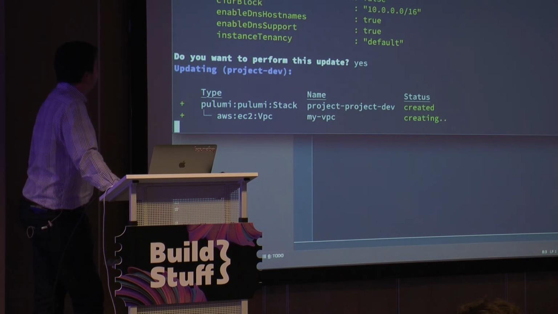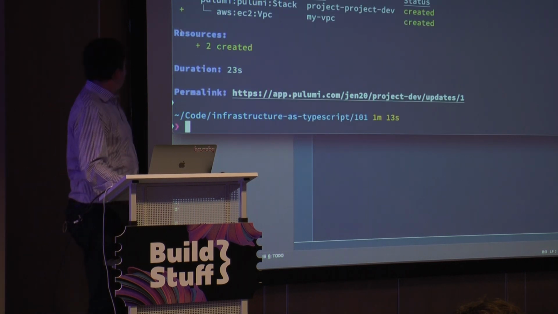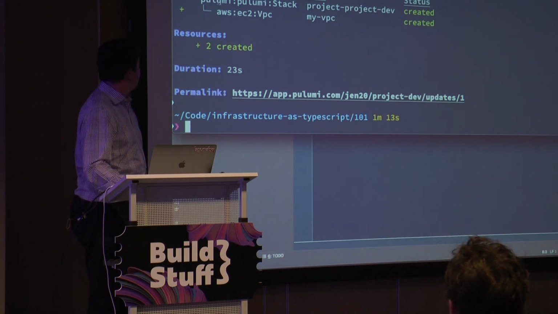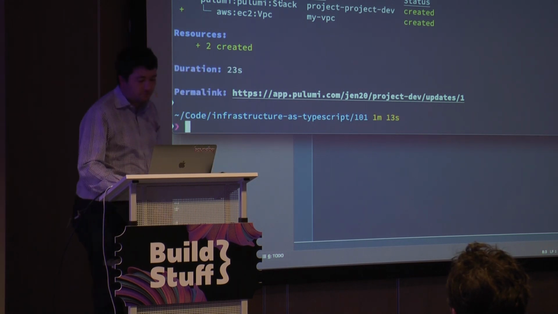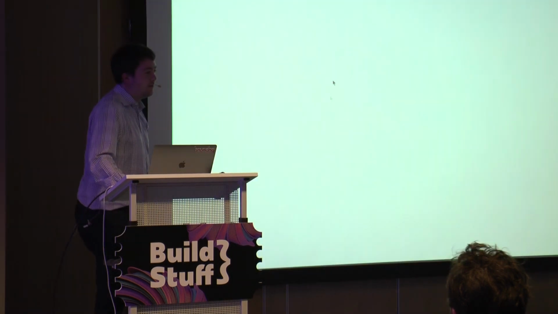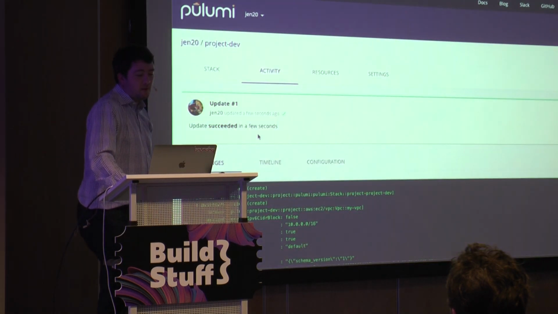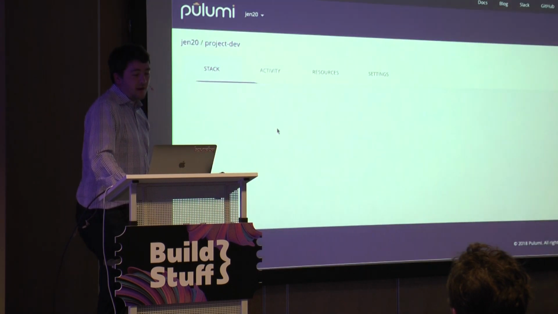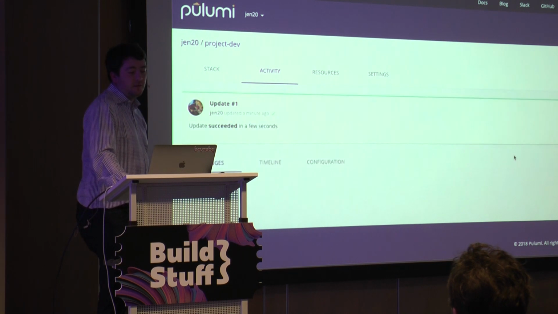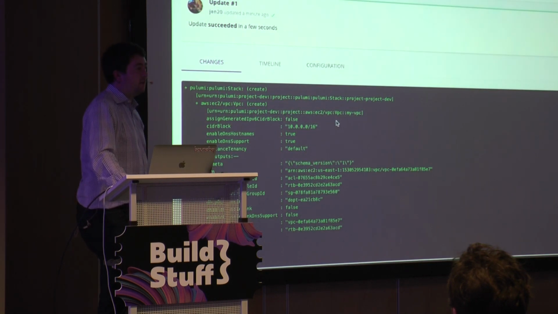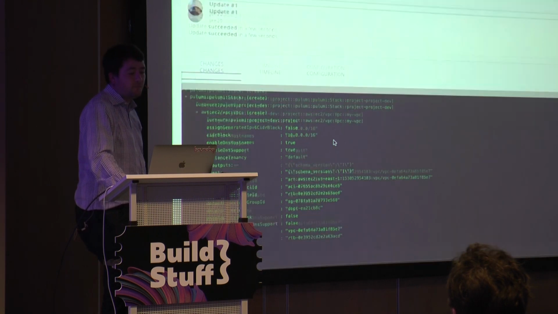Okay, we're creating. Created, and we can see this took 23 seconds. We've got two resources created. One was the stack, which is the container for all of the resources, and then one was the VPC. And if we click on this link, we can see in the backend manager for this that we have the activity here. We ran an update on it. We can see all the details of it, so what changed, so you get some kind of audit control over who's done what with your infrastructure.